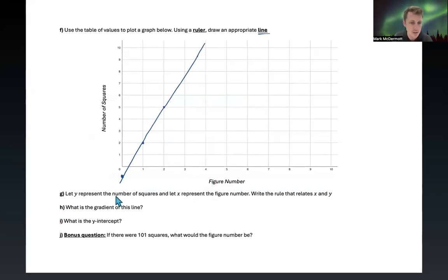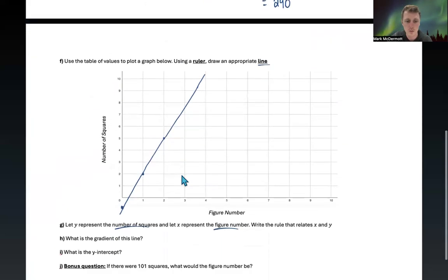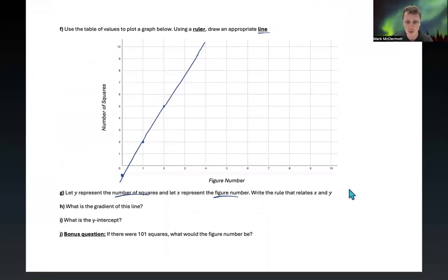Okay, so let y represent the number of squares and x represent the figure number. Write the rule that relates x and y. Well, we're just going to take our rule from before. Number of squares equals 3 times the figure number minus 1. But we're just shortening it. So we're saying y equals 3 times x minus 1, or y = 3x - 1.